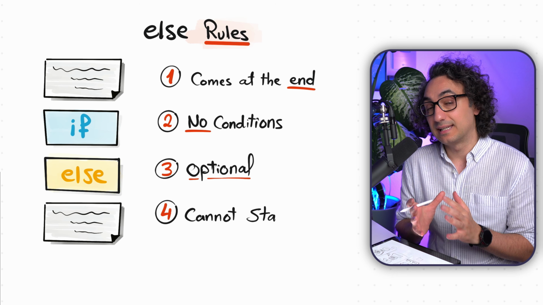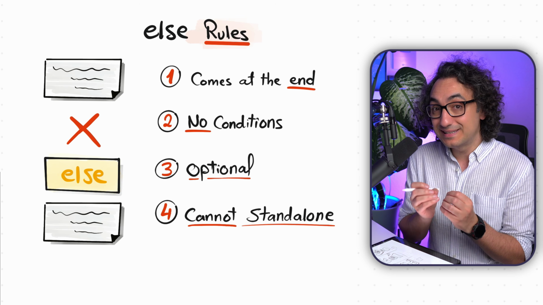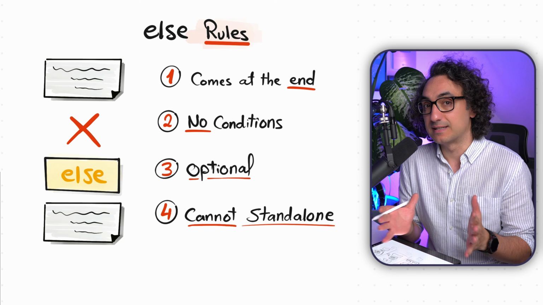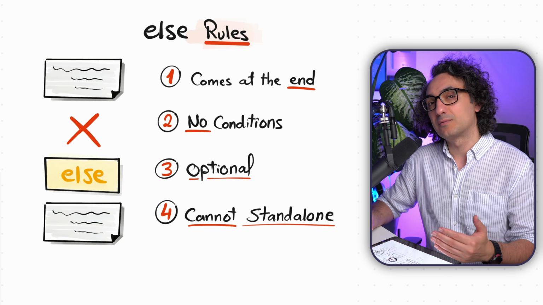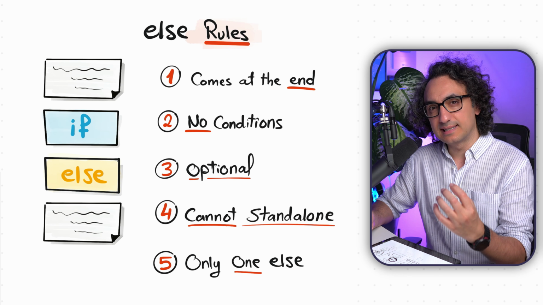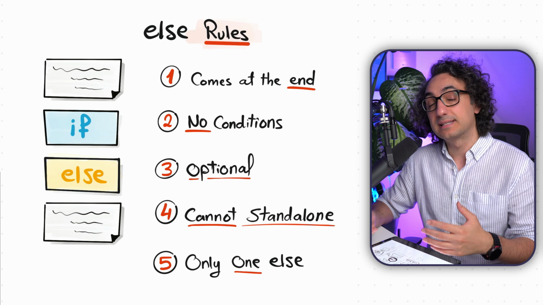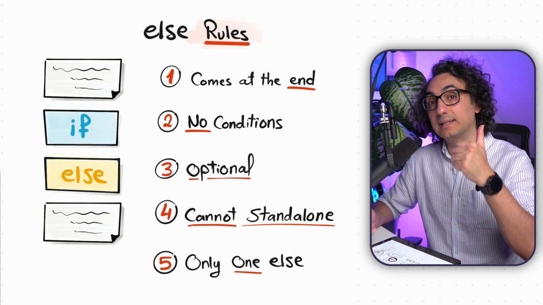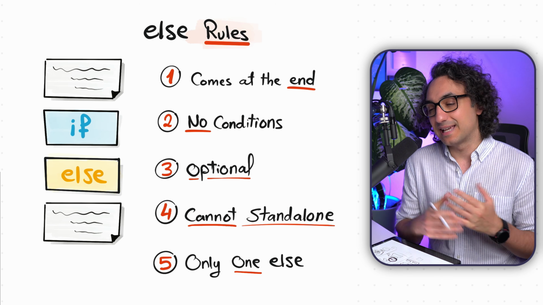But on the other side, it cannot stand alone. It always needs an if. So it makes no sense to have only else. And the last one, you cannot have multiple else statements in the same chain. So it's like the if, you can use only one else. So of course, we can understand this as we practice.